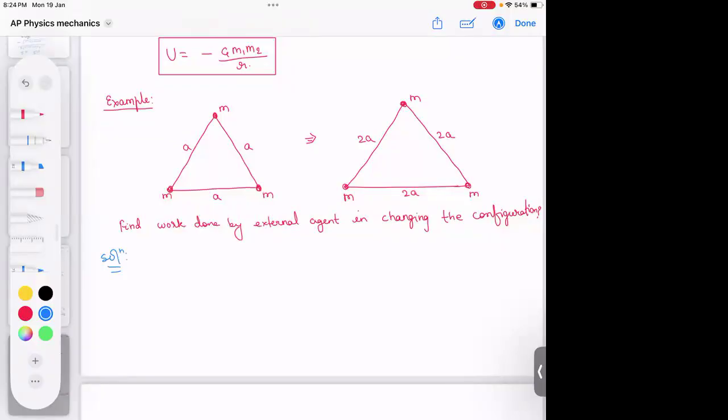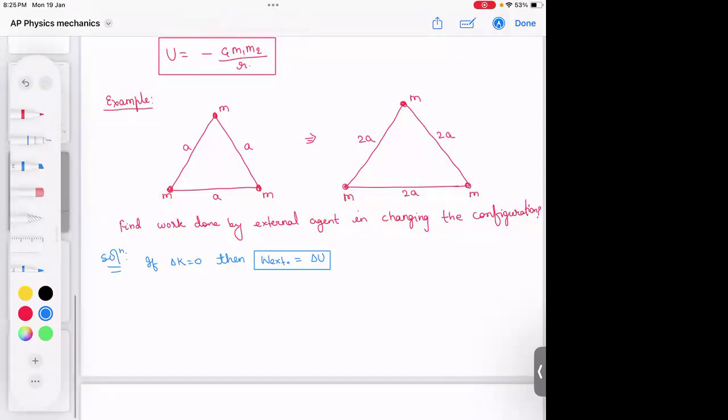If change in kinetic energy is zero, then can we write the work done by external agent equal to change in potential energy of the system? The work done by external agent equal to change in potential energy can be written only if there is no change in kinetic energy. That is, if this process is completed very slowly, then the work done by external agent we can write as change in potential energy of the system.